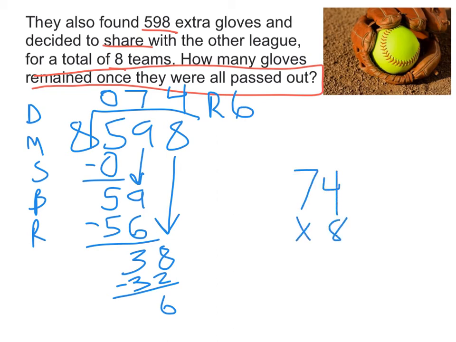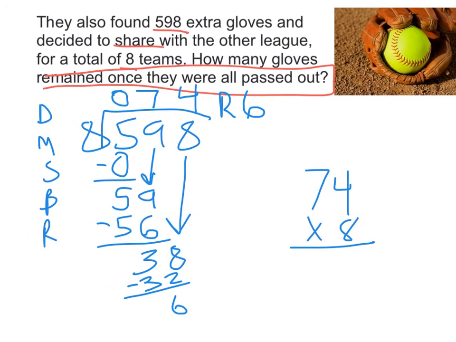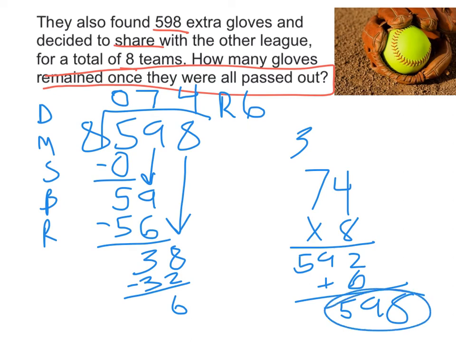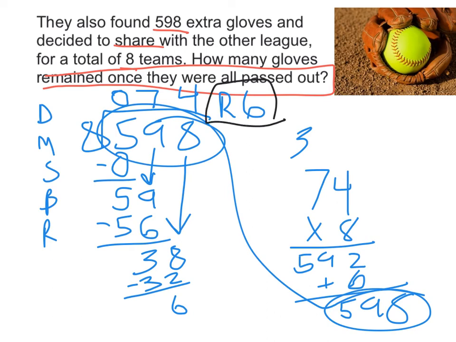74 times 8, because I'm taking my quotient times my divisor. 74 times 8 would give me 2, carry the 3, 8 times 7 is 56 plus 3, 59. Doesn't match. Oh, looks like I forgot my remainder. So 598, and we see these match. However, I just want to know how much is left over. So I see my remainder. That is 6, so that means 6 gloves are remaining.